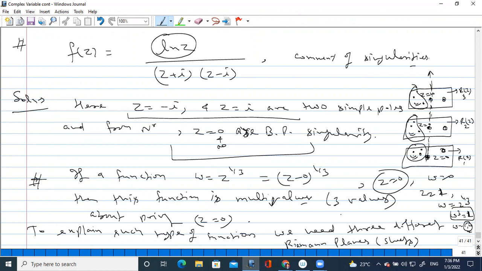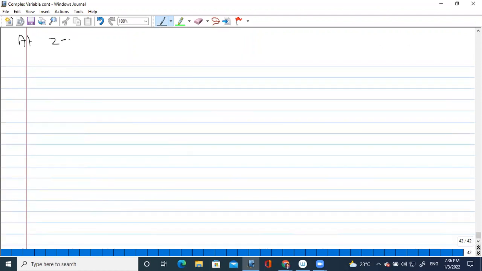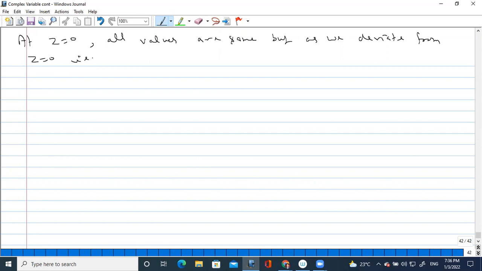So this is written? Yes, sir. Okay. So one more thing we can write here. At z equal to 0, all values are the same. But as we deviate from z equal to 0, that is put z equal to 1, 2, 3, etc., we get three different values.